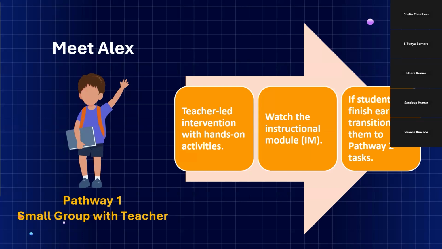We need to show growth. We need to make sure he's on the right track. So you're going to start out with a pathway 1 for Alex. And it's going to be a teacher-led intervention with a hands-on activity. They're going to watch the instruction module with teacher direction and conversation. And then once the students finish, if they finish early, because of the way that we've built our pathways, students can then move on to pathway 2 and then move on to pathway 3. These are stackable pathways. We are not going to repeat any of those activities in the other pathways or the way that we're doing them in scaffolding.